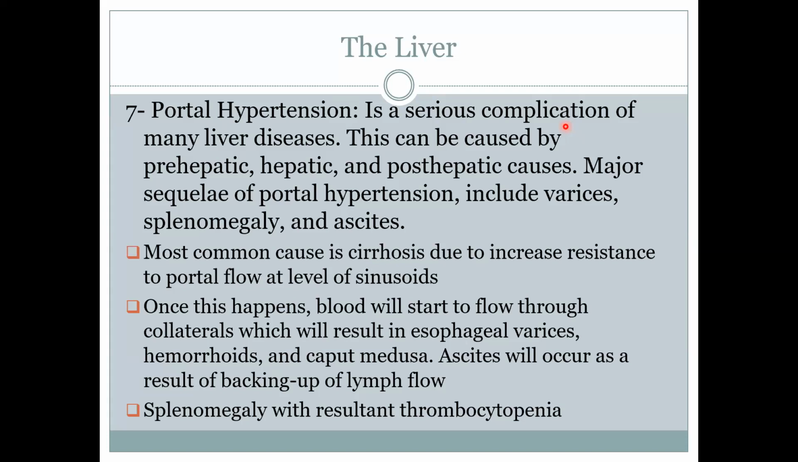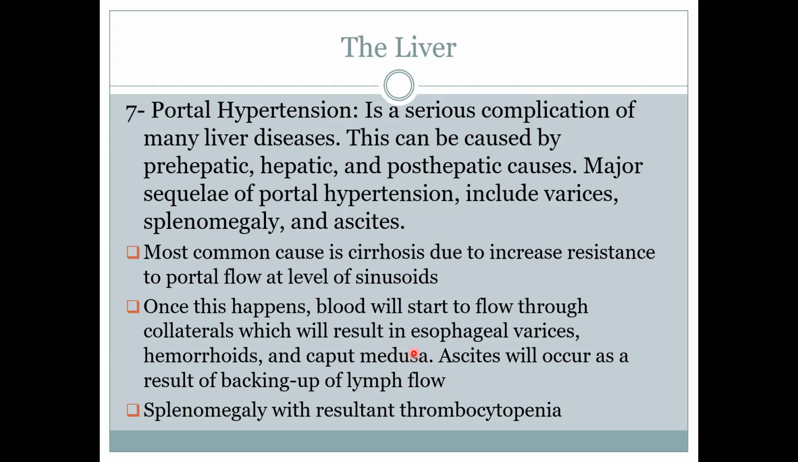The blood is going to go back wherever it finds what you call portosystemic shunts, such as the lower esophageal veins, resulting in esophageal varices, or at the level of the rectal veins, resulting in hemorrhoids. Also, that may go back into the umbilicus, resulting in what's known as caput medusae. Ascites is also a result of this portal hypertension, as a result of the backing up of lymph flow.